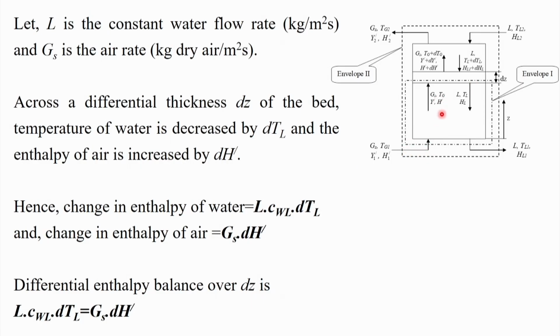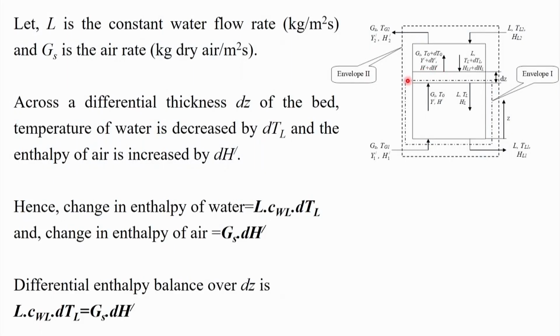So, L will be taken as the water flow rate, and we assume that it is a constant flow rate. The flow rate will be in kg per meter square second, and Gs is the air flow rate, that is kg dry air per meter square second. And we also assumed in the beginning that whatever water is lost due to this evaporative cooling is negligible, almost 1%, and we can neglect that part also.